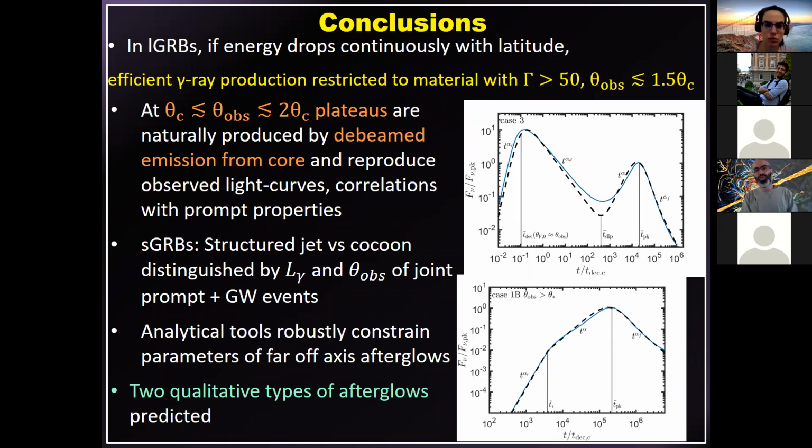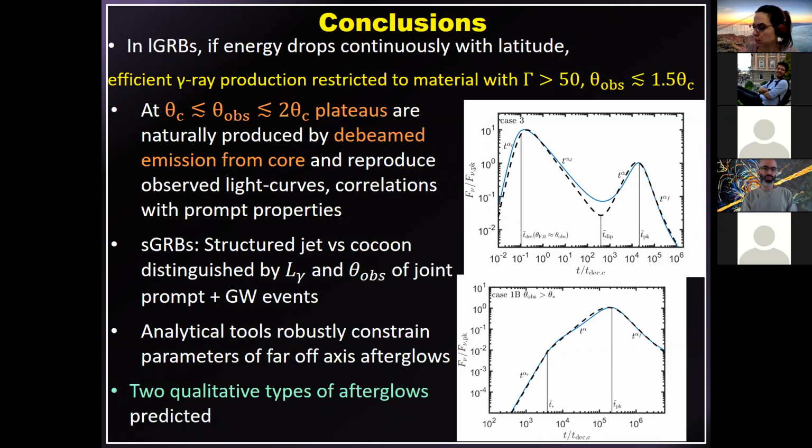It's restricted to material that is moving very fast and at angles that are not too great beyond the core of the jet. However, if you are looking at those angles which are slightly beyond the core of the jet, that can introduce some interesting features in the afterglow light curves, such as plateaus and maybe also X-ray flares. This is simply from the de-beamed emission from the core that is joining the flux at a later time.